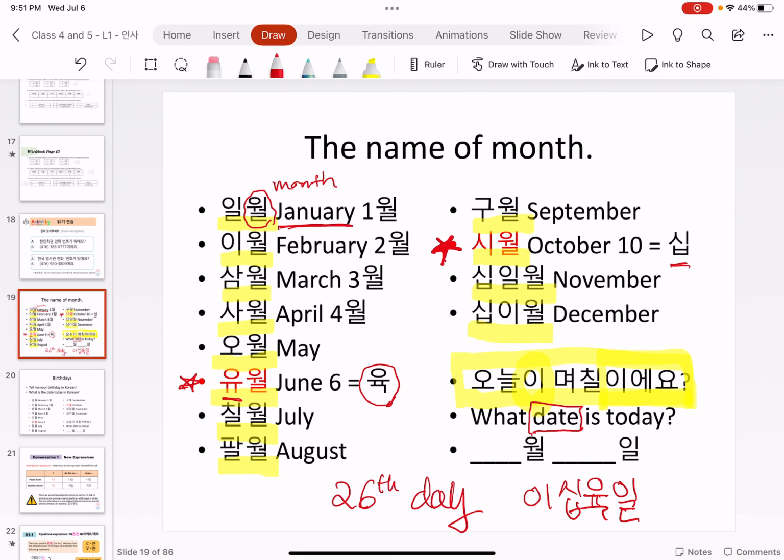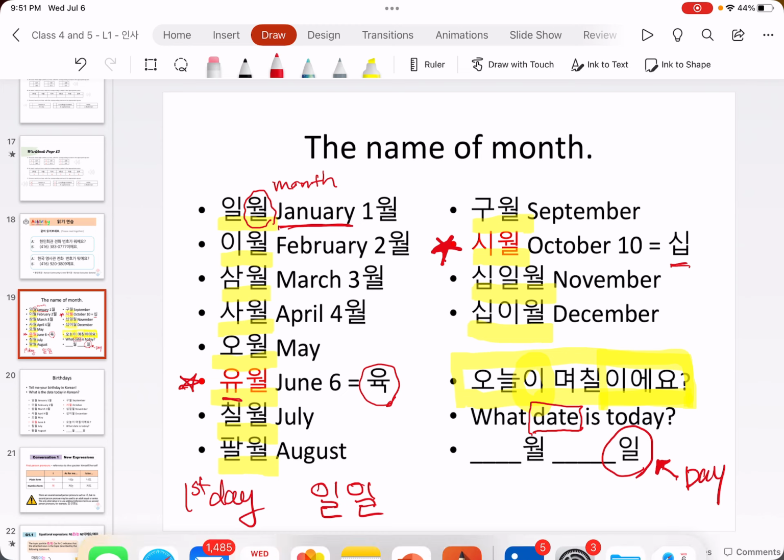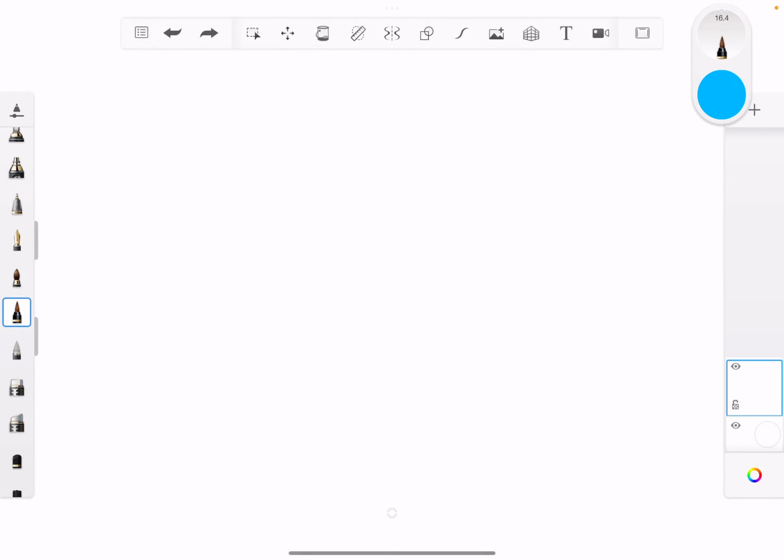And if I were to say the first day, this is the confusing part for a lot of people in the class: you're going to say 일 twice, because 일 is a counter for day. So we went over a few practices in class, going over people's birthdays.